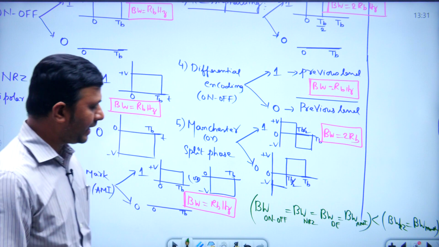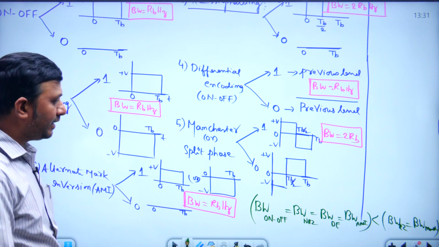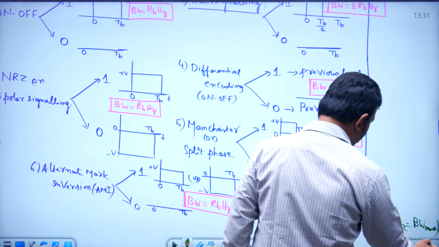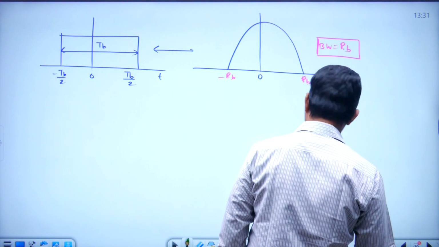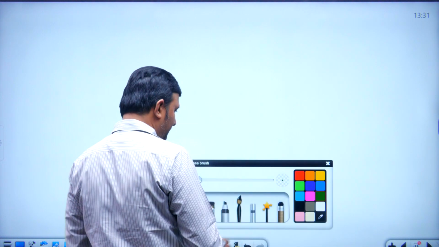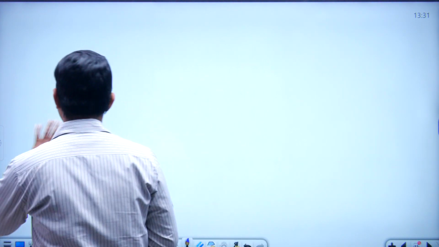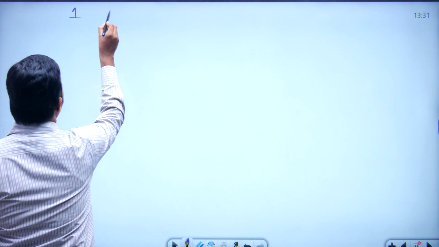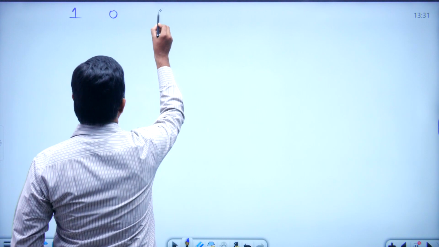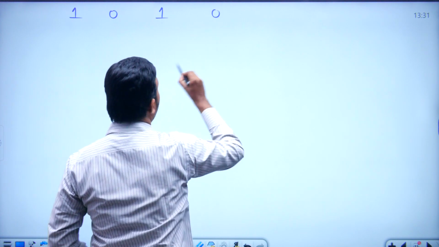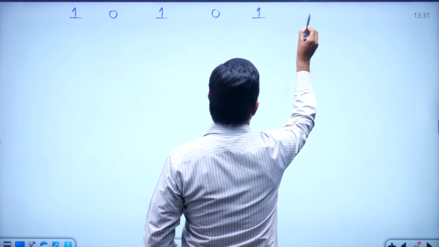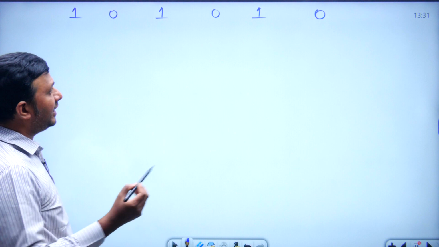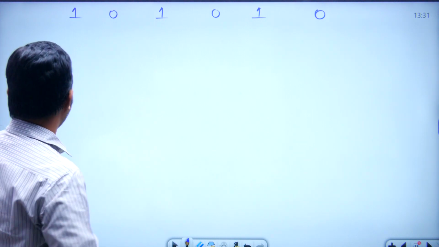I can write the bandwidth relations like this. Now let us take an example and verify. Suppose the output of the encoder for the input bits is 1, 0, 1, 0, 1, 0. How are we going to represent this binary information in the different electrical formats we discussed?